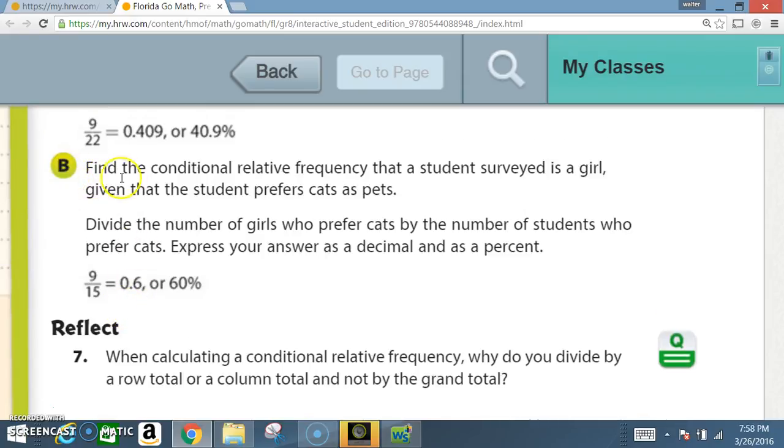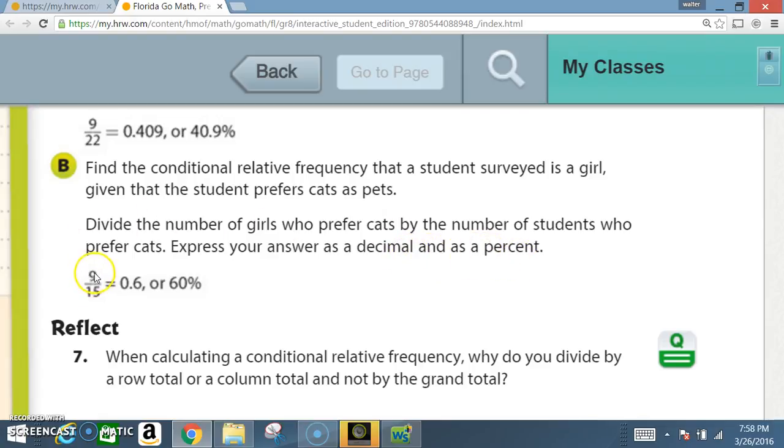Okay, B. Find the conditional relative frequency that a student surveyed is a girl, given that the student prefers cats as pets. Divide the number of girls who prefer cats by the number of students who prefer cats. Express your answer as a decimal and as a percent.